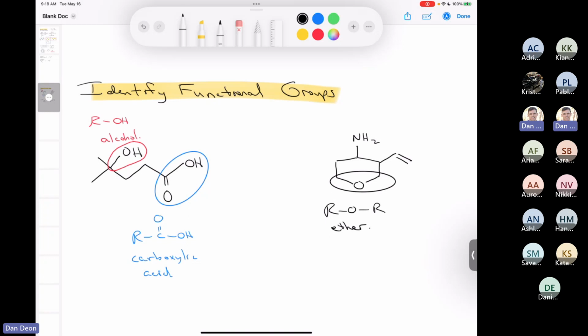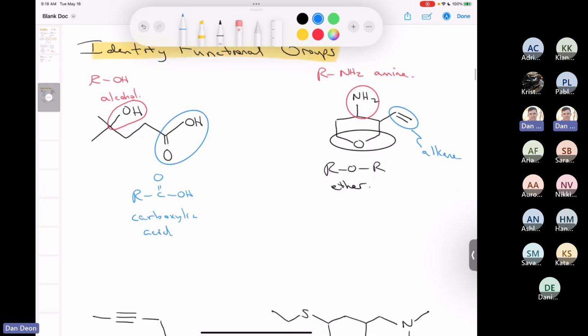Somebody else said an amine. Yes, there's an amine. So the amine is when we have an R group attached to an NH2 or something with a nitrogen on it. Yes, and the last one is an alkene. So we have a carbon-carbon double bond here. And so this one would be an alkene. Yeah, good. All right, let's keep going. So we've identified all the functional groups there.